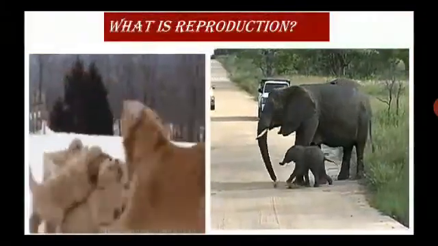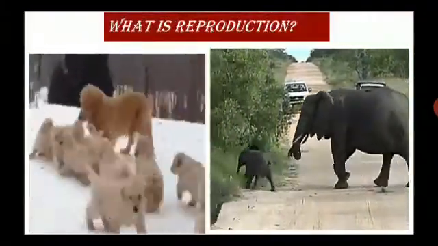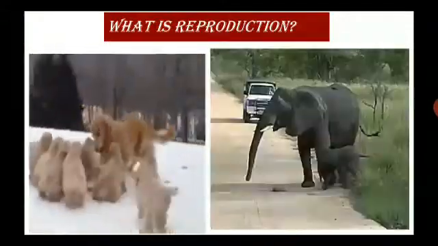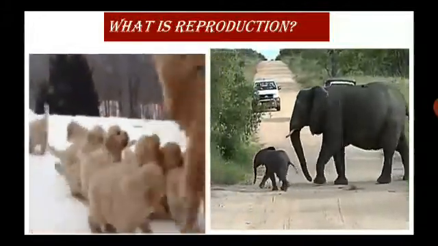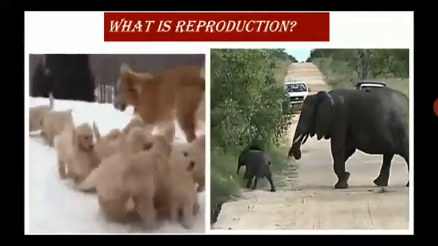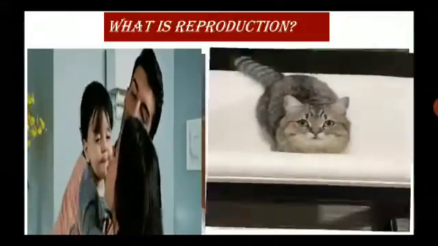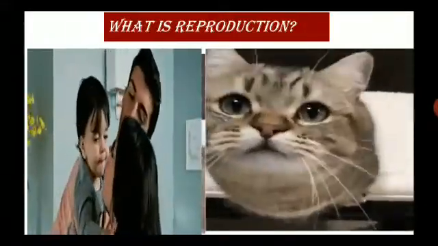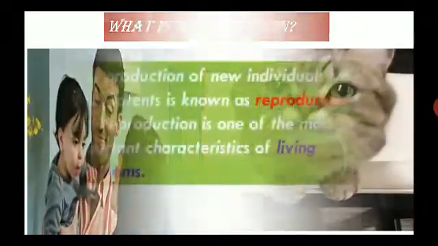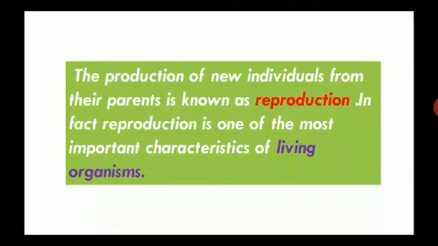So, first of all we'll discuss what reproduction is. You can see in the picture, each of these baby animals looks similar to their parent. An elephant would look like an elephant. A dog would look like a dog. Each of these organisms produces new organisms and all these new organisms are similar to them. So children, the production of new individuals from their parent is known as reproduction. In fact, reproduction is one of the most important characteristics of living organisms.